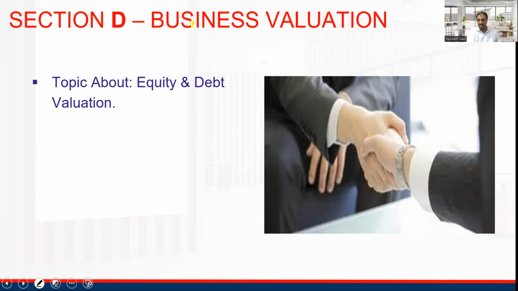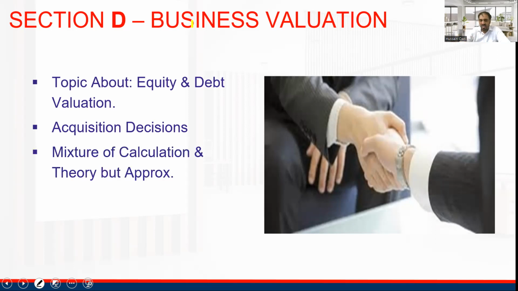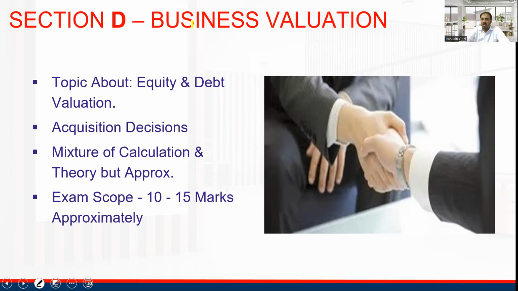So here we will discuss equity and debt finance. But do remember, this business valuation topic with acquisition and merger is majorly examined in AFM Advanced. Here the examiner examines valuation and acquisition with a mixture of calculation and theory. Exam scope is 10 to 15 marks, but the examiner only examines with section A and B. Often the B section OTQ case is examined with this topic, but not in detail in section C, because this topic is actually examined in very much detail in the AFM exam. This is section D.